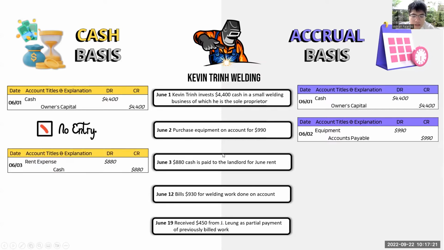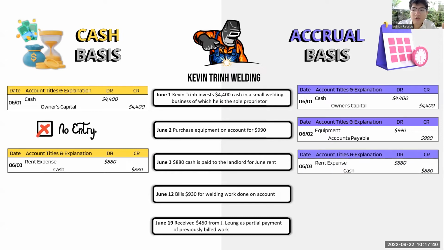So, June 3, there is cash involved, right? So 880 cash is paid to the landlord for June rent. So we have rent expense of 880 debit and then credit of cash 880. So in June 3, meron na namang cash transactions. And therefore, wala tayong problema. We will record the same, right?